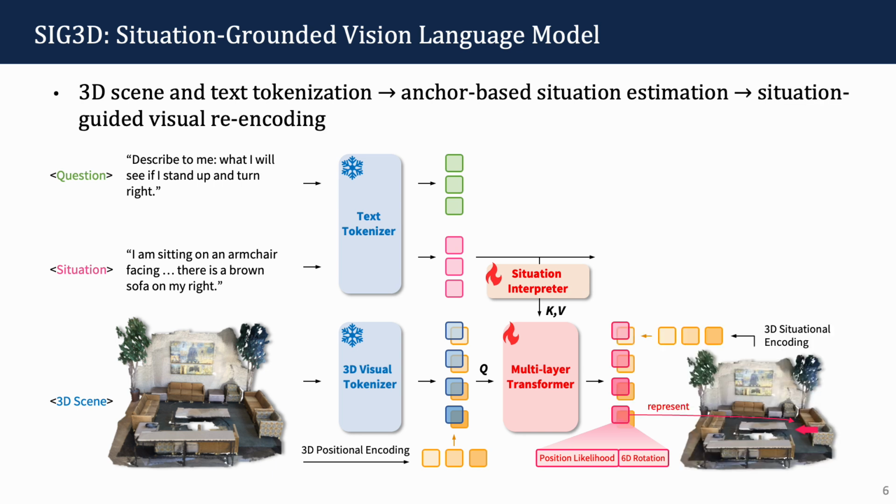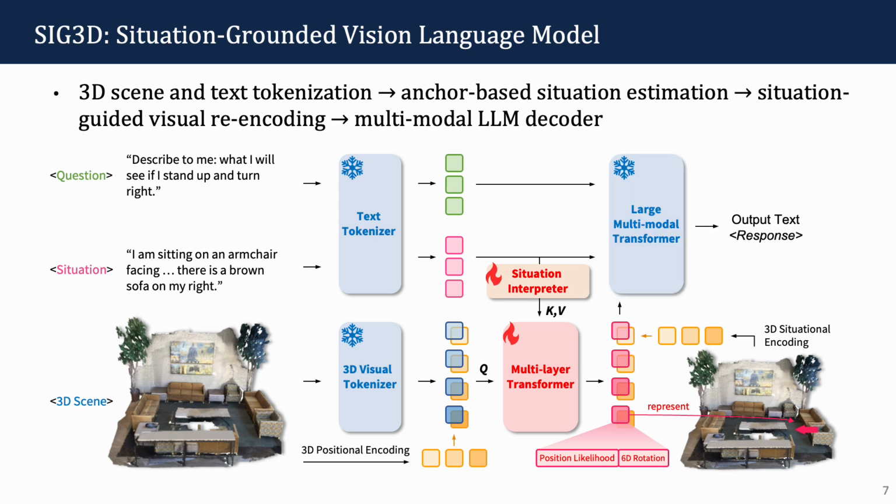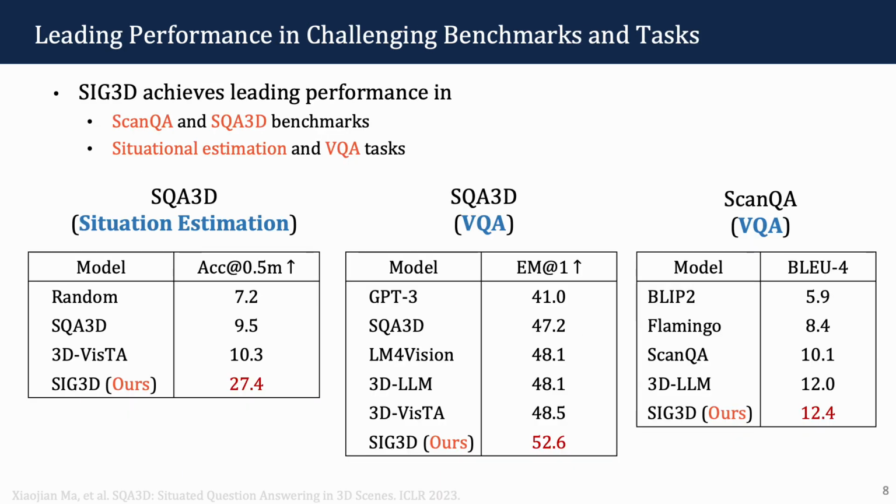Additionally, we update the visual scene tokens with situational position embedding and a situation-guided visual re-encoding with a shallow transformer layer. This process guides our model to focus on regions that are more relevant to the situation description by switching to the agent's ego perspective. Finally, we use a large language model decoder to conduct 3D vision language reasoning task in the form of visual question answering.